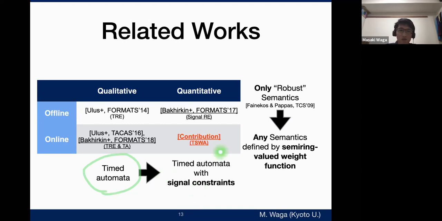concept. And also, compared with this offline quantitative timed pattern matching work, one difference is whether it is online monitoring capable or not. But from another viewpoint, they can capture only one semantics, which is the widely used robust semantics, one of the most natural extensions of the usual Boolean qualitative semantics to the quantitative real valued or rational valued semantics. But our algorithm works for any quantitative semantics defined by using a semiring-valued weight function. Semiring is related to this semantics definition, but basically the previous algorithm works for only one semantics, while ours works for more general semantics.